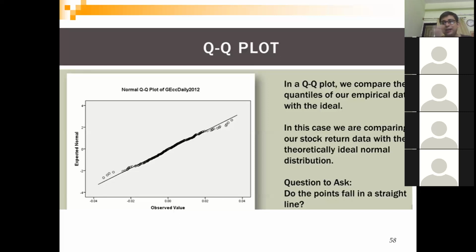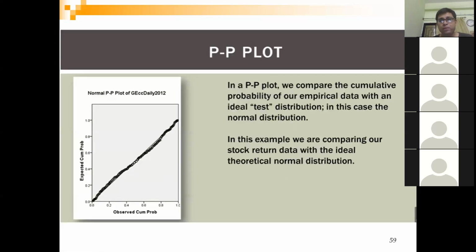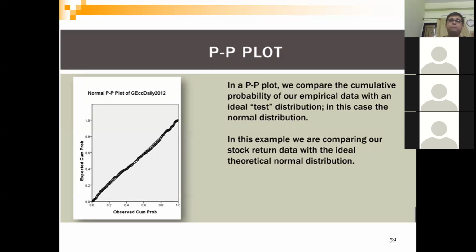So it is not necessarily that your data has to be perfectly normal. Like in this case, you see that it is very close to a normal distribution. So as I said, you have a QQ plot, and you also have a PP plot. In a PP plot, instead of quartiles, you are now dealing with probabilities. You are trying to find the expected cumulative probability and the observed cumulative probability.